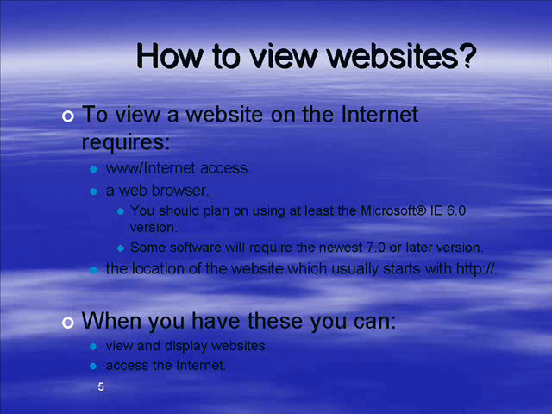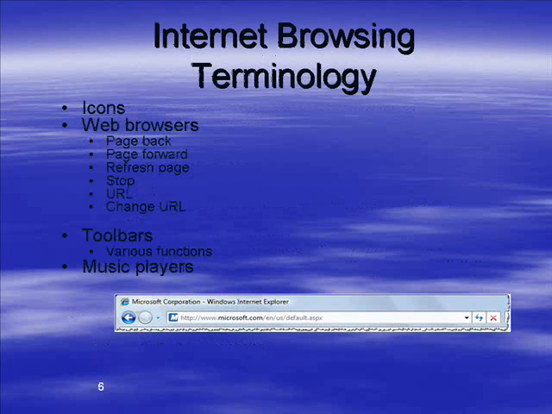Internet browsing terminology: some things you will learn in terms of the terminology for browsing the internet are icons, web browsers, toolbars, and music players. This is a sample of a computer desktop and an IE browser version 7, what it might look like. As you can see there, we have the icon with the E, which indicates that it is an Internet Explorer browser that you're opening.